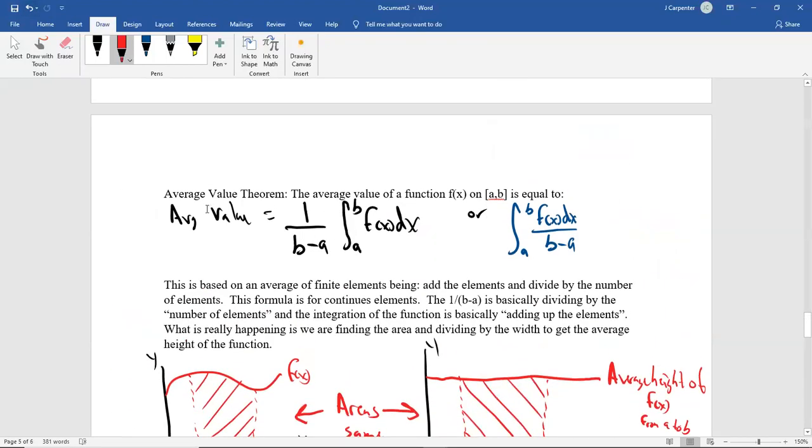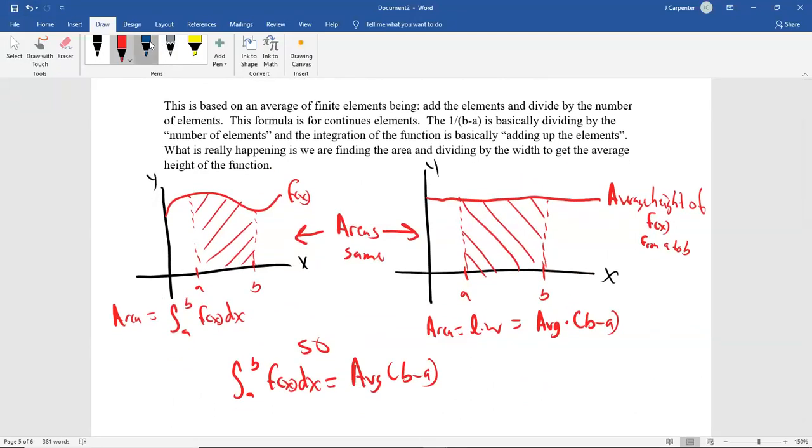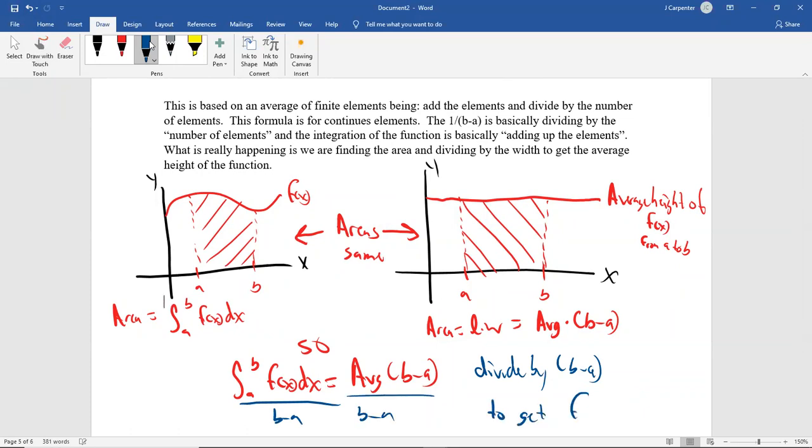Pull up this formula right here. It's solved for the average value. How do you solve for this average value? Divide both sides by the parentheses b minus a, to get the formula. That's where this average value theorem comes from. It says that the average from any 2 points a to b is the integral from that a to b divided by the width from a to b.